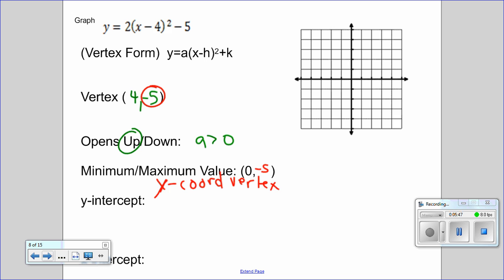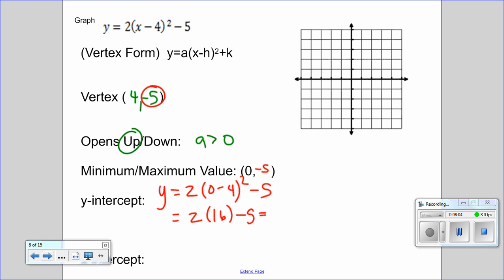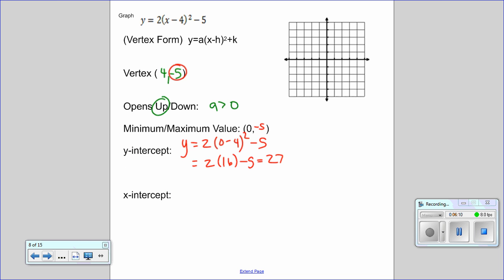All right? So the y-intercept is found by replacing x with 0. So y will be 2 times (0 minus 4) squared minus 5. It will be 2 times 16 minus 5, which is 27. So that's a large y value that's going to be hard to graph. But the x-intercept is going to be rather helpful. So let's find the x-intercept by replacing the y with 0.